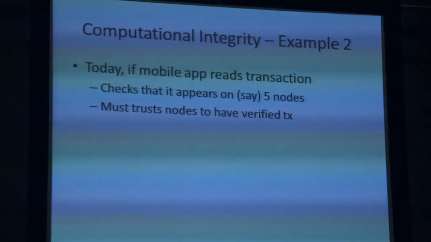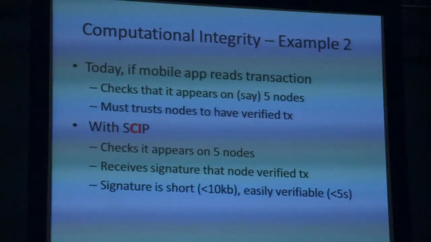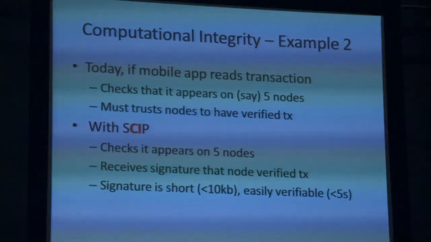Another example of computational integrity. Today, if a mobile application, your cellular, reads a transaction, then it checks it with a bunch of other nodes, and it pretty much has to trust them that they verified that it's legal. Well, if you're going to use our system, then you still check that it appears on some other nodes, but you will receive it with a signature that certifies that this node has checked the transaction. And again, the signature is going to be very short, something like 10 kilobytes, easily verifiable, even on a mobile app. And again, there's no way to cheat.